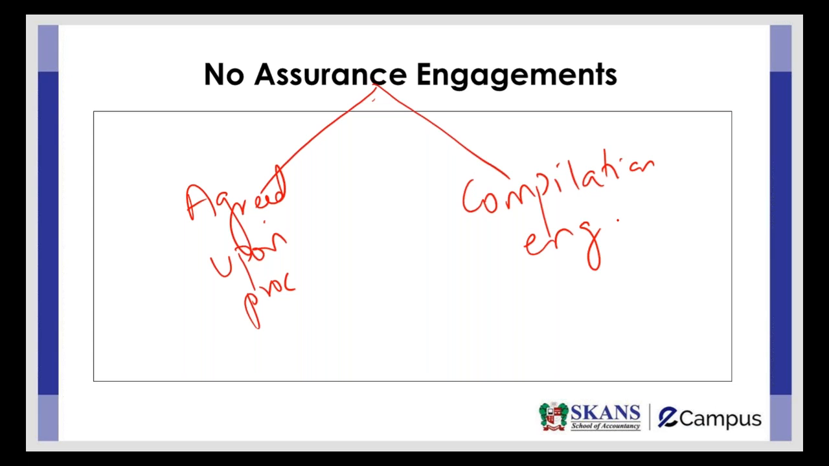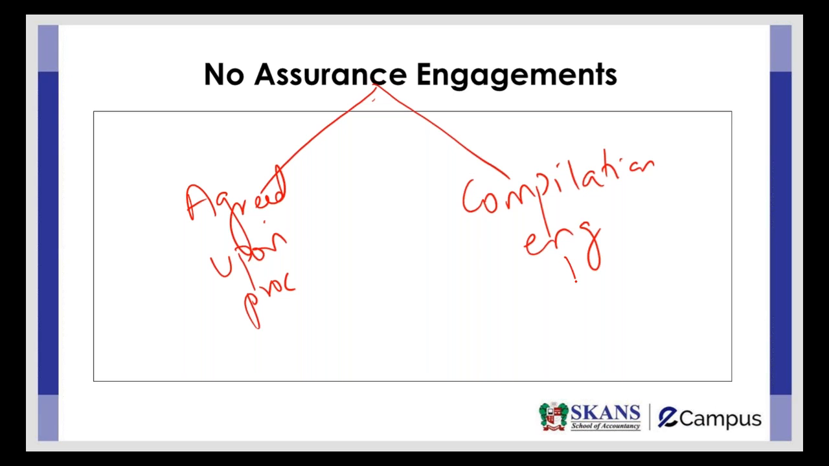Assurance is someone else has done the work. I have to check it and give assurance. Assignments where no assurance is given means I'm actually doing the work. So I'm not being hired to check anything. I'm actually being hired to perform some work.